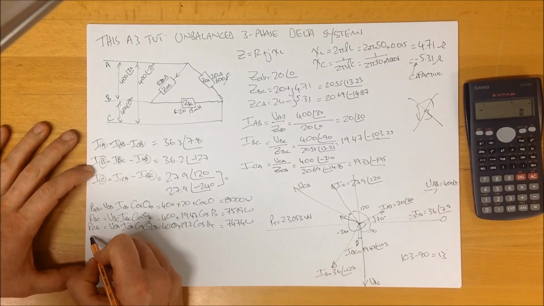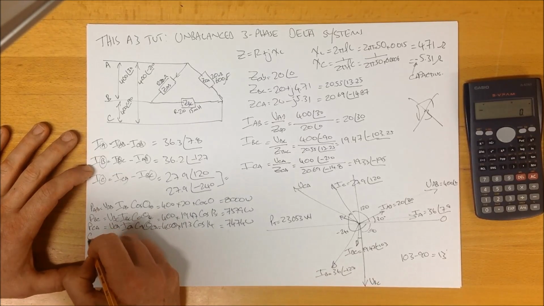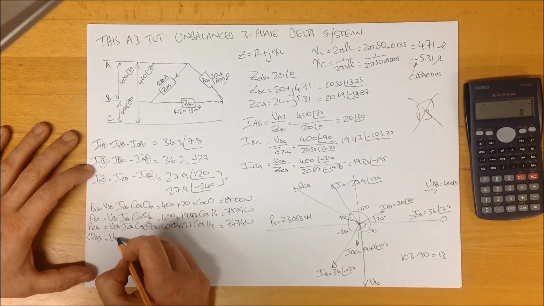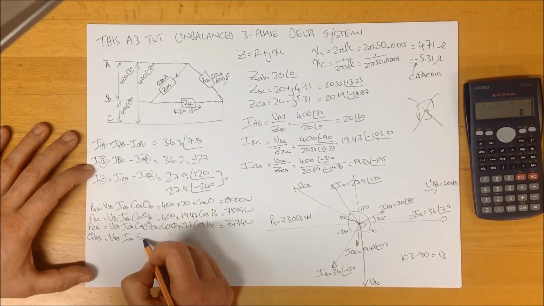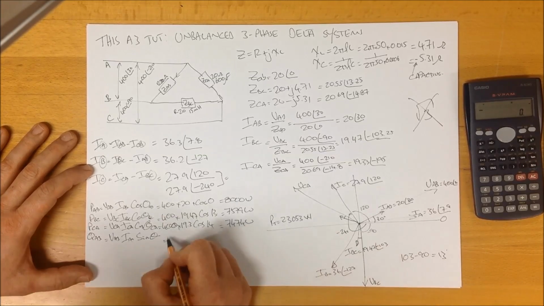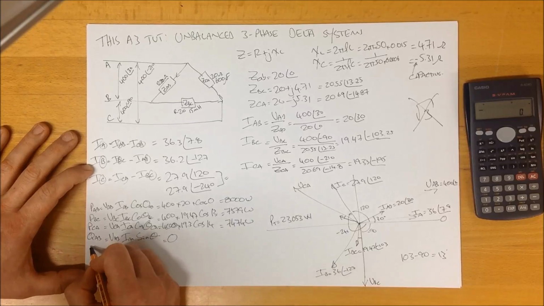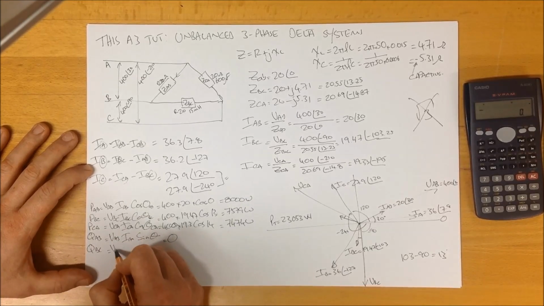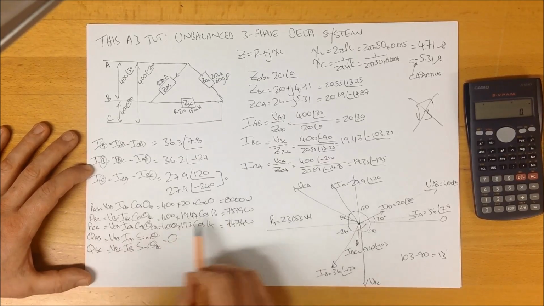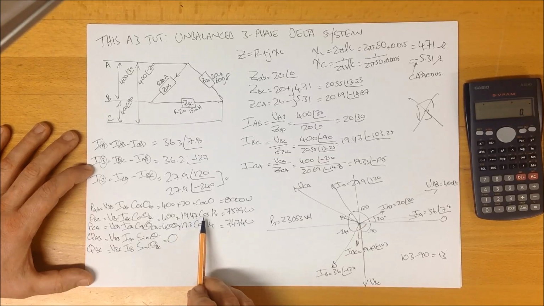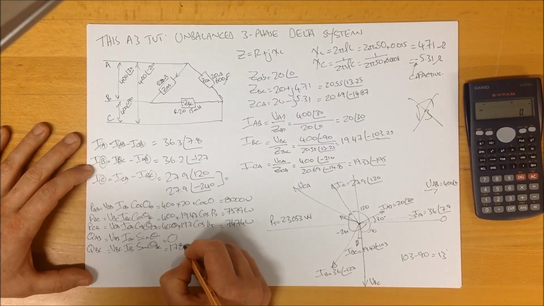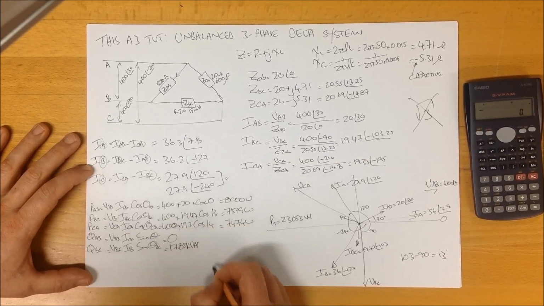The total reactive power, QAB, is exactly the same sort of process. It's VAB times IAB times the sine of that angle. The angle is 0, sine of 0 comes to 0. QBC is VBC, IBC times the sine of the angle of BC, 400 times 19 times the sine of that angle, and that gives us an answer of 17.85 kVAR.